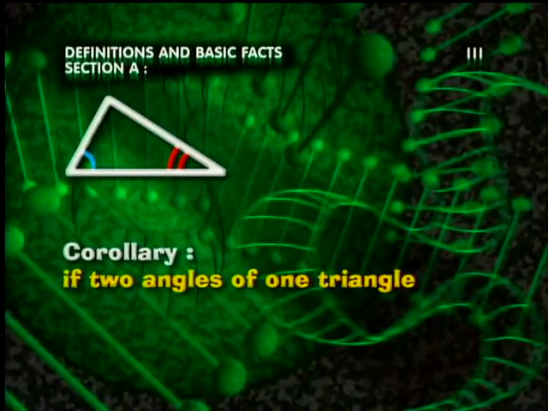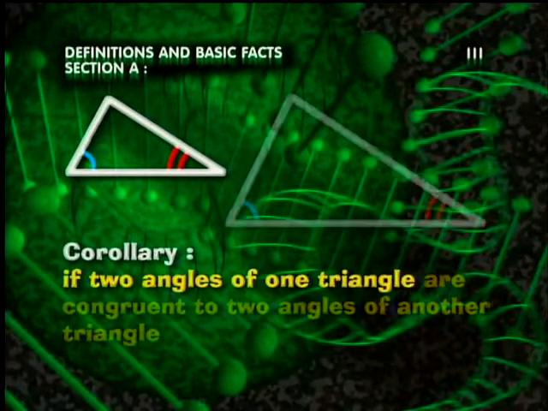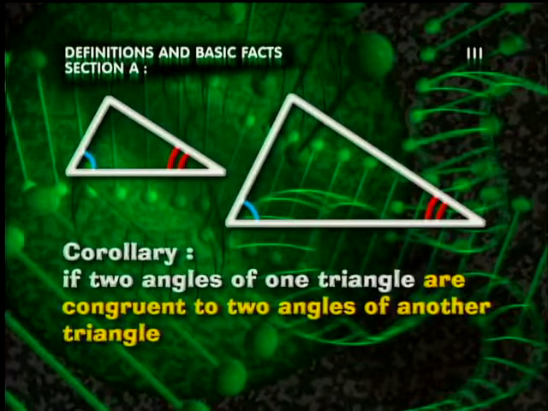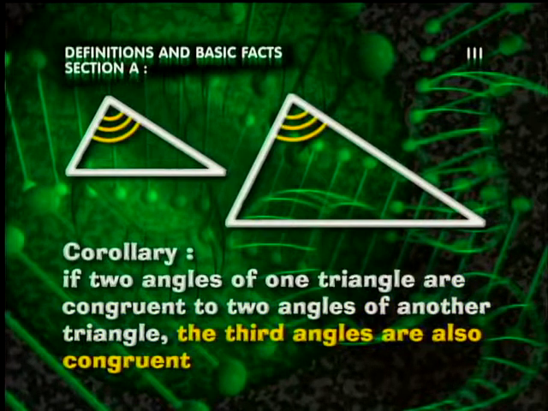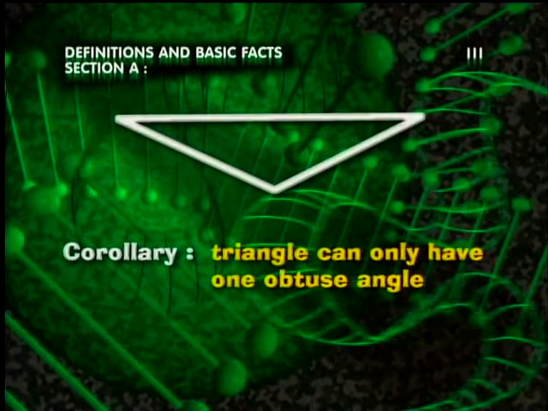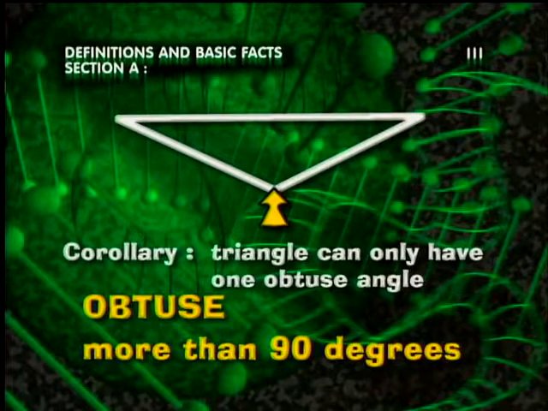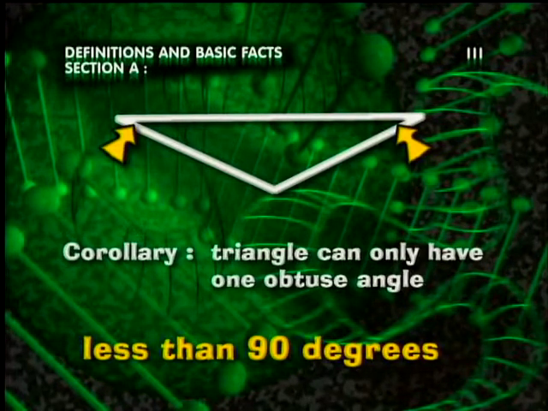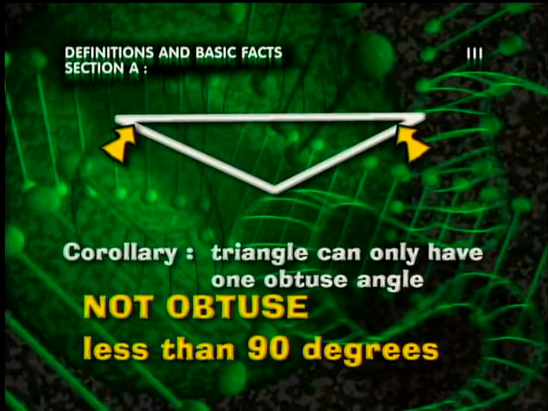Our first corollary is, if two angles of one triangle are congruent to two angles of another triangle, the third angles are also congruent. Isn't that amazing? Our second corollary is, a triangle can have only one obtuse angle. If we have more than 90 of the 180 degrees accounted for by an obtuse angle, we have less than 90 degrees left for our other two angles, neither of which can be obtuse.